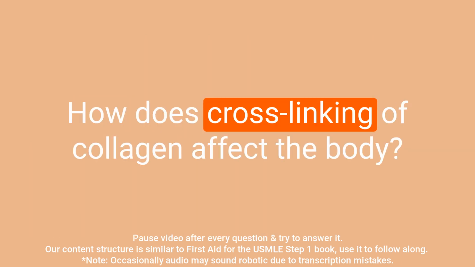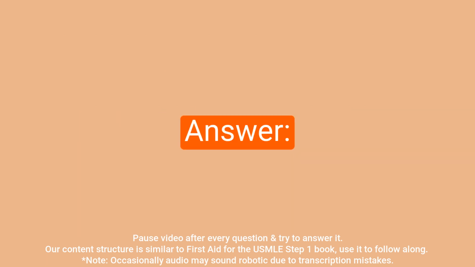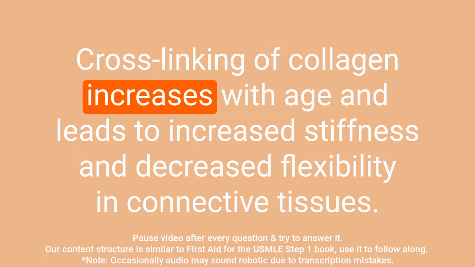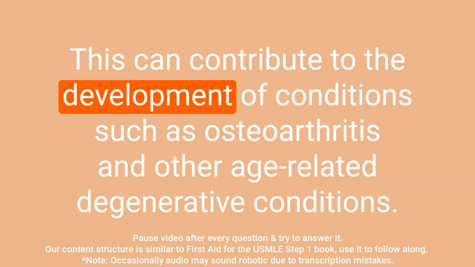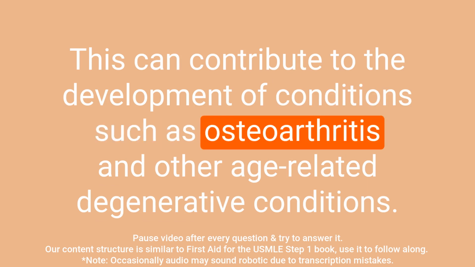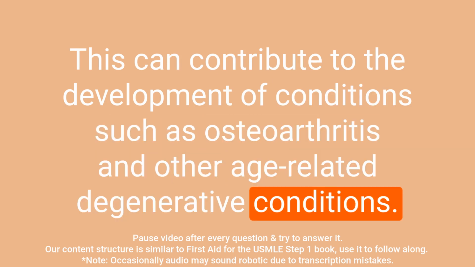Question: How does cross-linking of collagen affect the body? Answer: Cross-linking of collagen increases with age and leads to increased stiffness and decreased flexibility in connective tissues. This can contribute to the development of conditions such as osteoarthritis and other age-related degenerative conditions.